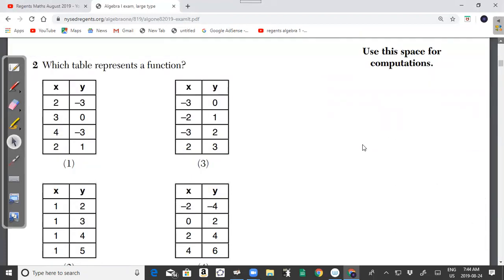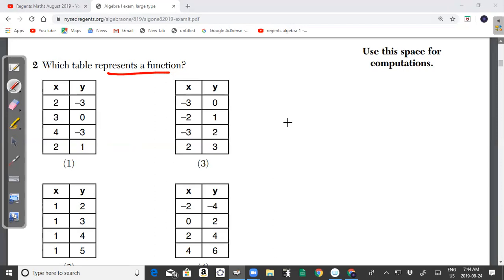Okay, it said, which table represents a function? So remember, a function is a relation that has one output, okay? So these are different tables here that represent different relations, and it asks me which one of these tables represents a function, all right?